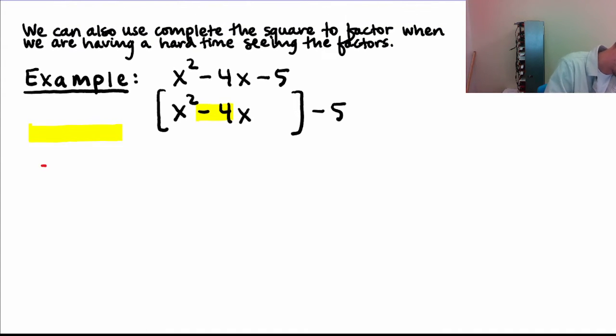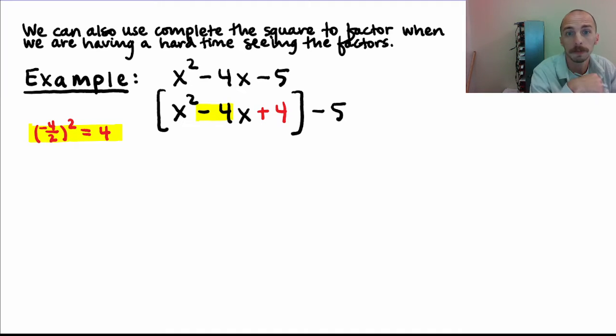Uh-oh. -4 divided by 2 squared, that's -2 squared, which is +4. And so I know I'm going to need to add a 4 over here. But adding a 4 to an expression changes it. So I need to be fair, and I would need to balance that out by subtracting 4. Because if I added 4 over there and subtracted 4 over here, I'd basically be adding 0, and I wouldn't be changing the expression that I'm trying to factor.